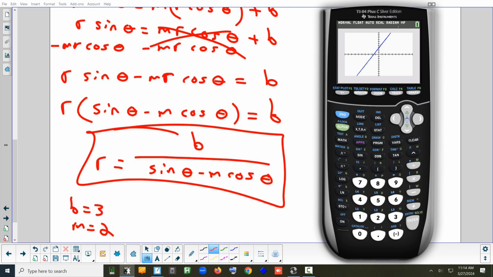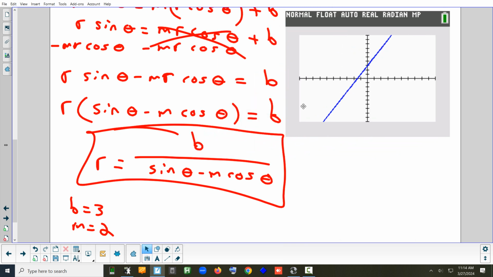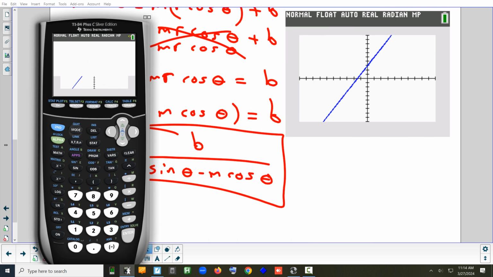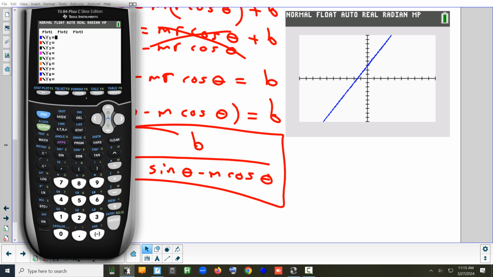But now, if you take that and go back to function mode, and type in the same thing in y equals mx plus b, it should look exactly the same. So it's y equals 2x plus 3.